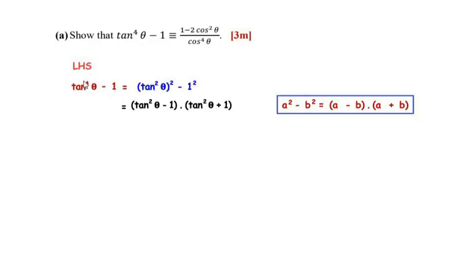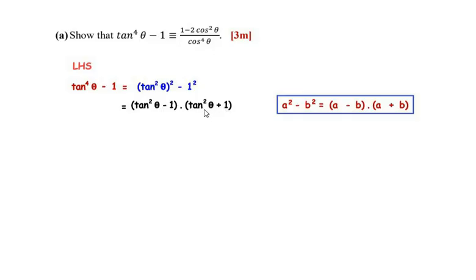Now we can write this tan to the power of 4 theta as tan square theta raised to whole square, minus 1 can be written as 1 square. Now to simplify this, we can use an algebraic identity, that is a square minus b square, which expands as a minus b times a plus b. So here a represents tan square theta and b represents 1. So expanding this we get tan square theta minus 1 times tan square theta plus 1.